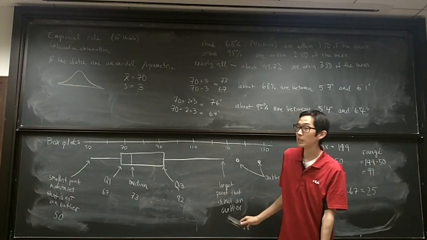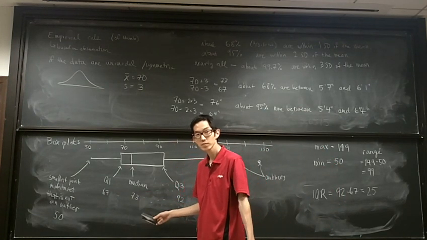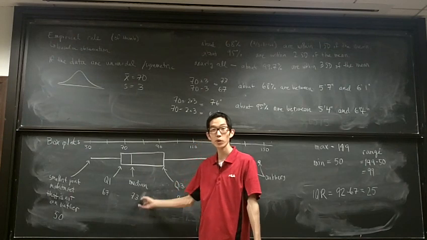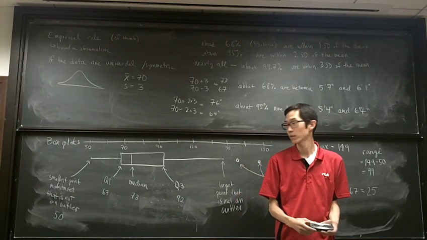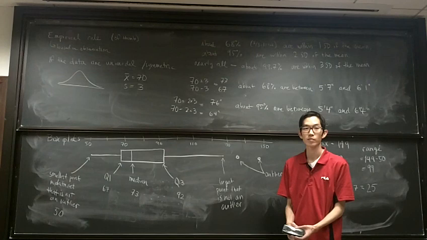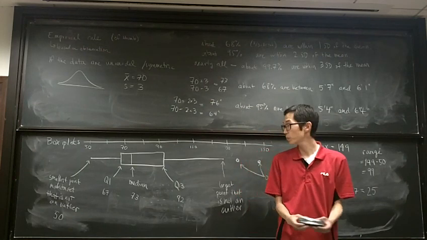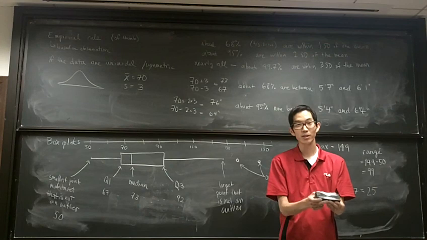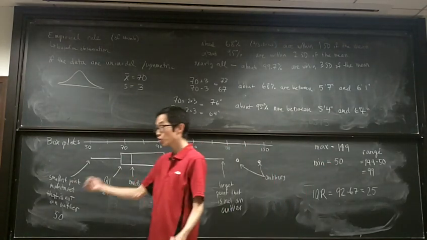Okay. So what percentage of my data is in this narrow range of 67 to 73? That's a small range, right? 67 to 73. What percentage of my data is between those two numbers? Okay, 67 is Q1, 73 is my median. So what percentage of my data is between 67 and 73? 25%. How do we know?